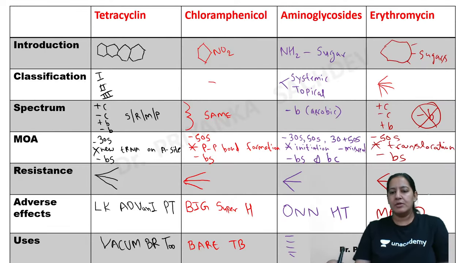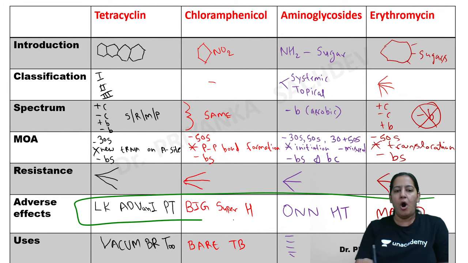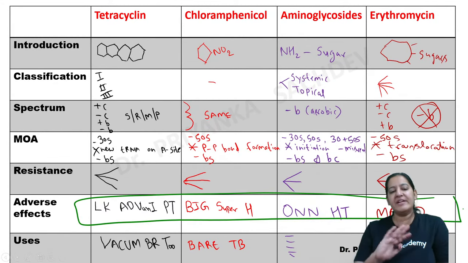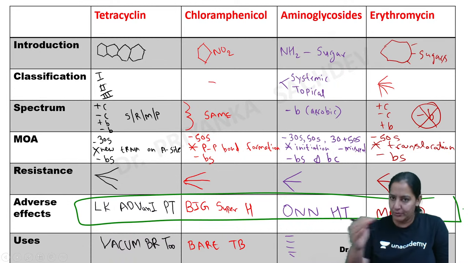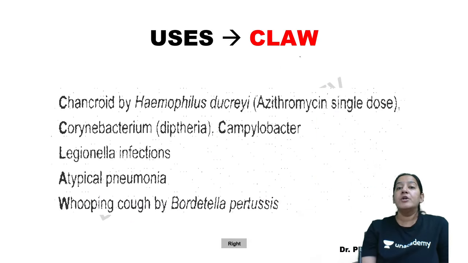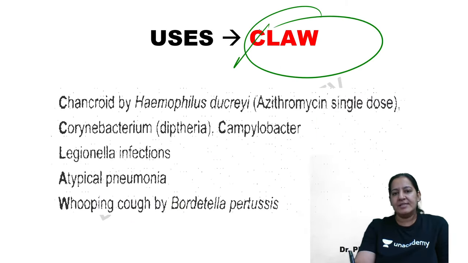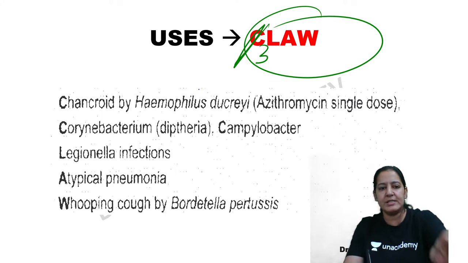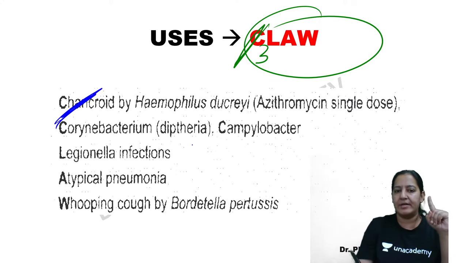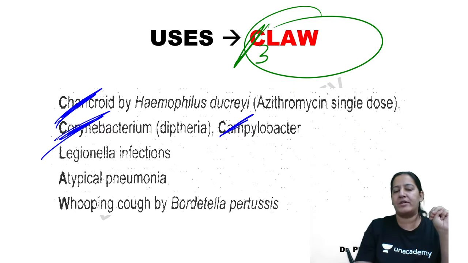Coming to uses. We will compare the adverse effects of all of them separately. Let us first do the uses, then we will compare them. The uses are CLAW. C, make it triple C, C3. What is the triple C? One C is chancroid, caused by Haemophilus ducreyi, an STD. Second is Corynebacterium diphtheriae. Third is Campylobacter. Chancroid, Corynebacterium and Campylobacter.